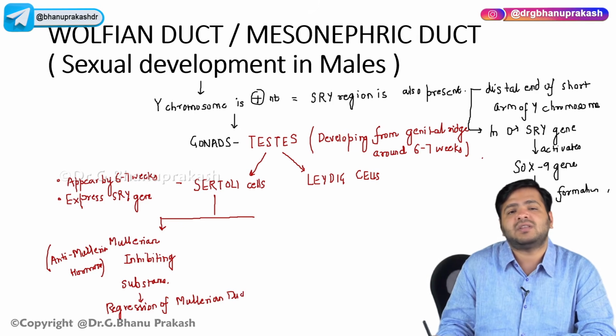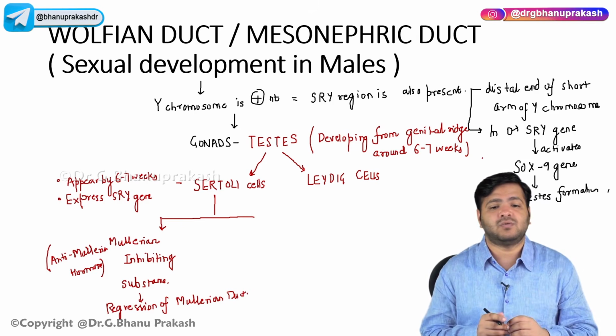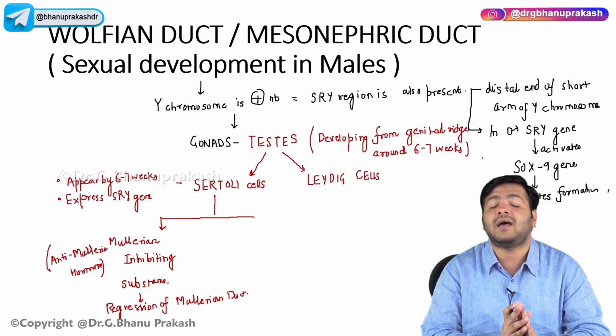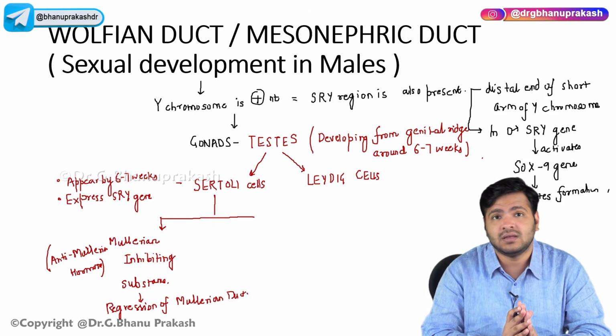Now, in the starting, we have two types of ducts which are present. One is called the Wolffian duct, and the other one is the Müllerian duct, right?